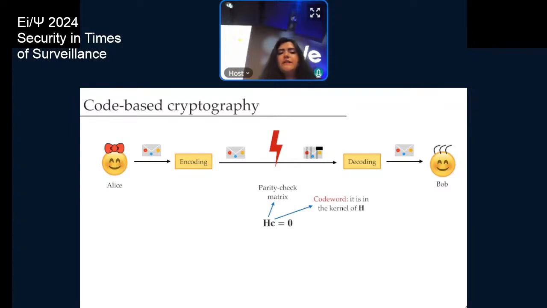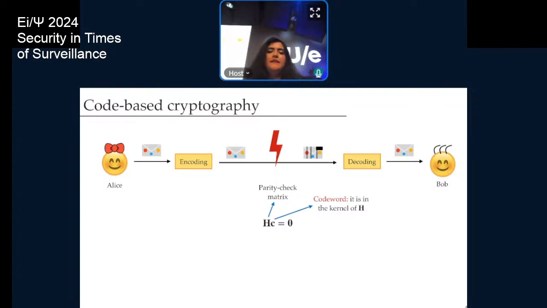This is what the code looks like. Let's say you have what we call the parity check matrix, this H here, and then you say that some word, so some vector, is a code word if it is in the kernel of this H. Okay, so if you multiply H by your word, it gives you 0. That is a code word. Otherwise, it is not. It is outside your code.